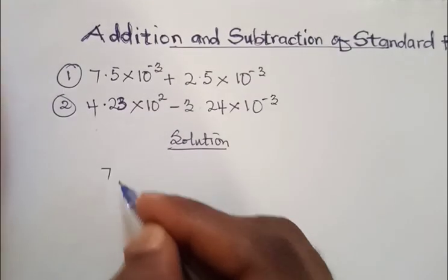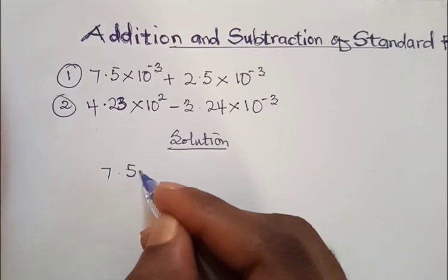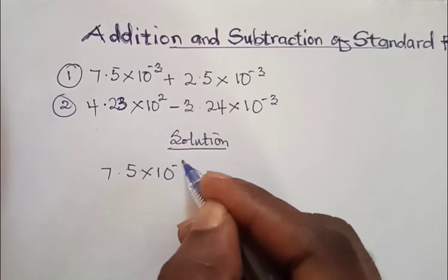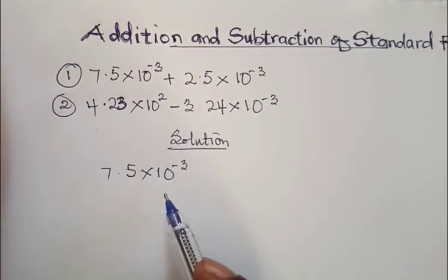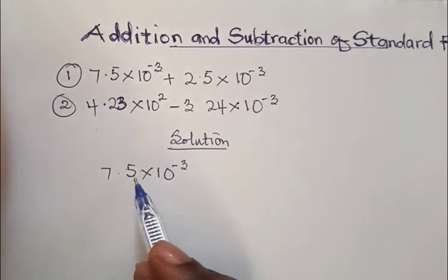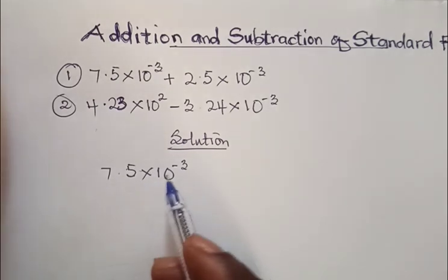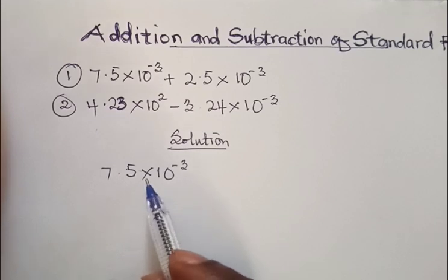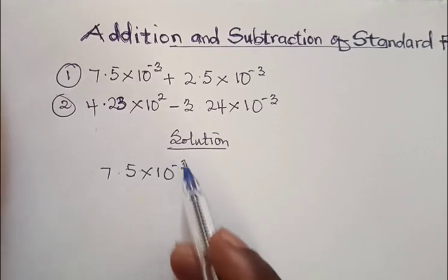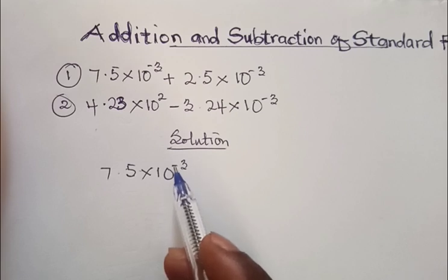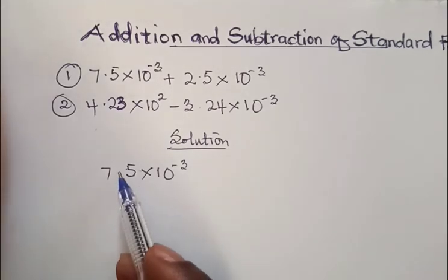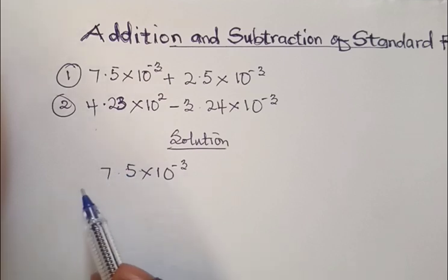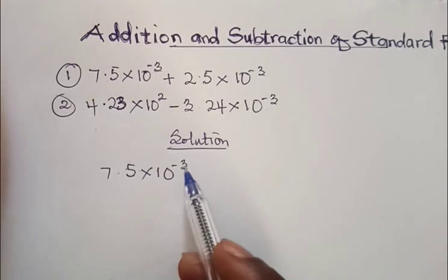So we have 7.5 times 10 exponent negative 3. Let's first change this to real numbers. Remember what we did previously. We said that when you are changing to numerals, you consider the n, the exponent. Is it negative or positive? If it is negative, then you move the point from wherever it is to the left side. How many times? The number of the exponent you see there.